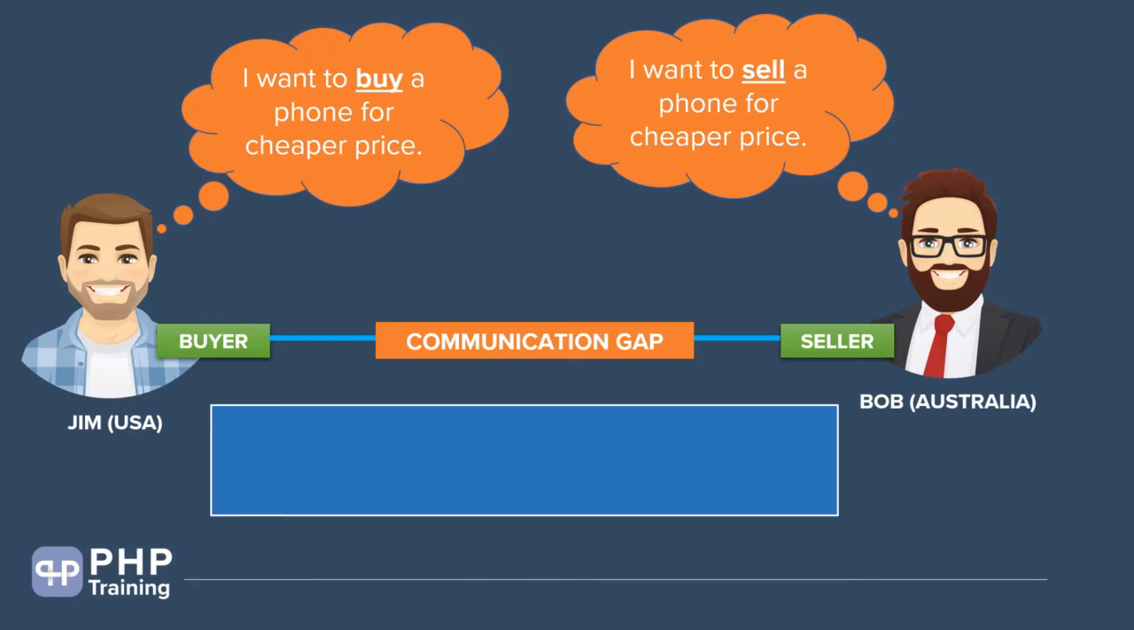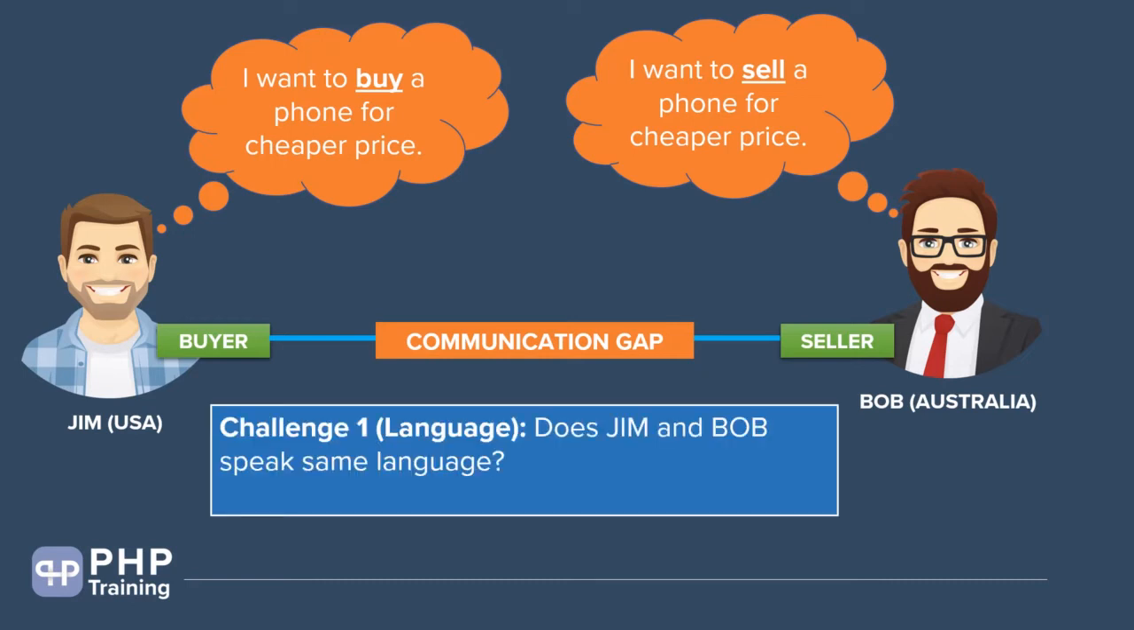Let's understand two challenges that we have. Challenge number one is the language. Do Jim and Bob speak the same language? That's the first challenge. The second challenge is distance. How can Jim find Bob? Well, to solve this communication challenge, you have to solve these two problems. The first problem is, do Jim and Bob speak the same language? So you have to agree on one language, and then you also have to solve a distance problem where Jim and Bob can communicate with each other irrespective of their distance.